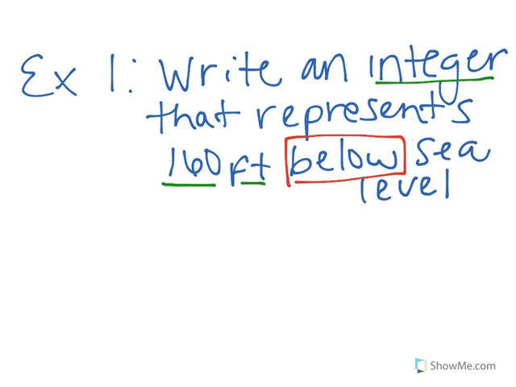Now, the term below is going to tell us that it's a negative number. So if below is negative, then above would be positive. So below 0, I would write negative 160 feet. So we can represent 160 feet below sea level as negative 160 feet.